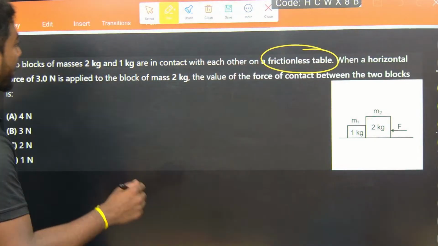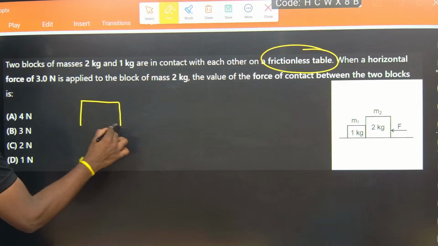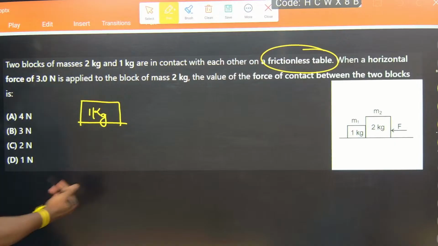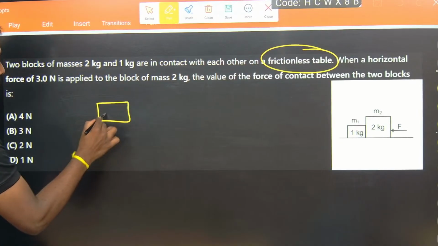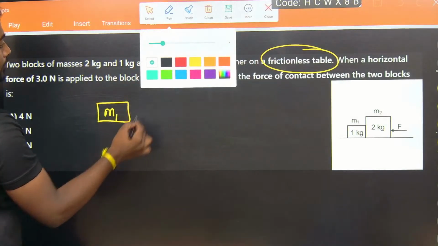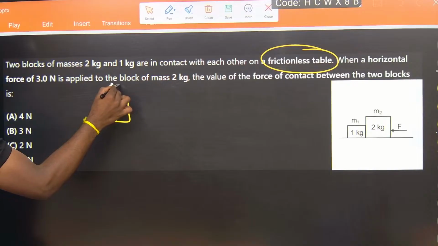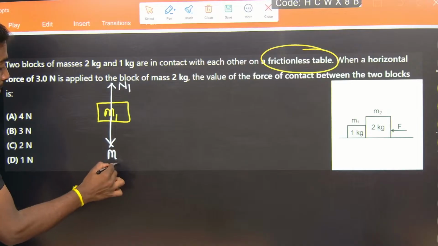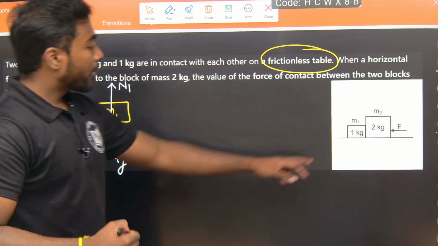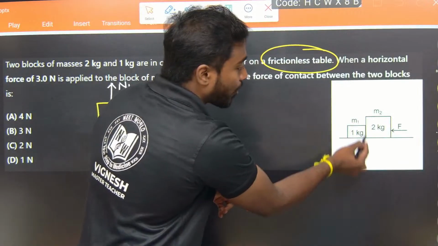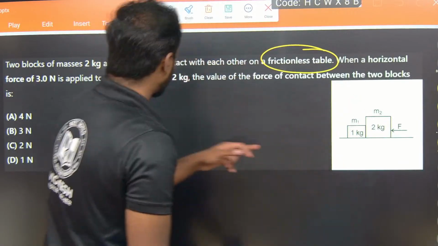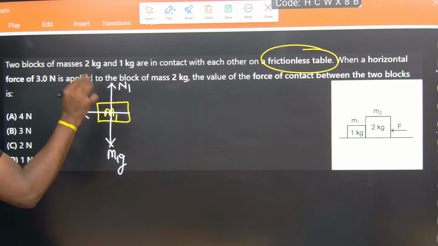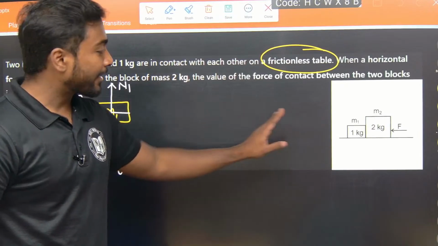So I will draw the free body diagram first here. Free body diagram for the mass m1, that is 1 kg, right? Okay, this is m1. This is my normal force N1. My weight is acting downwards, m1g. Now is any other normal force there? Yes, because there is a contact between them. So if there is a contact between them, I need to draw one more normal force, that is N2. So these are the forces acting on block 1.